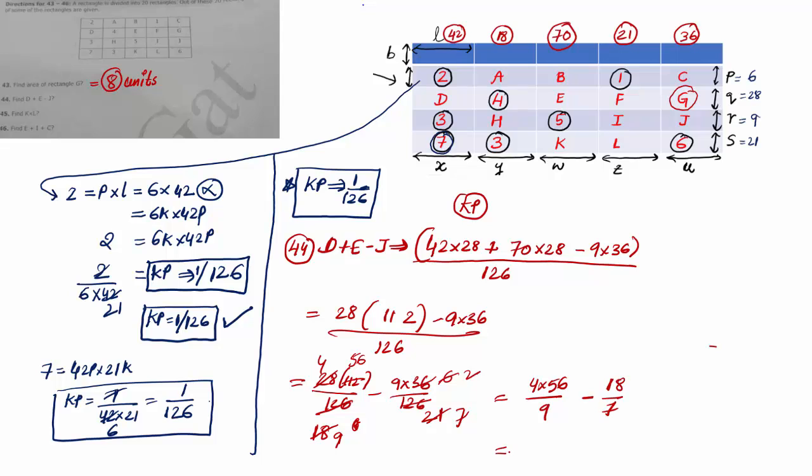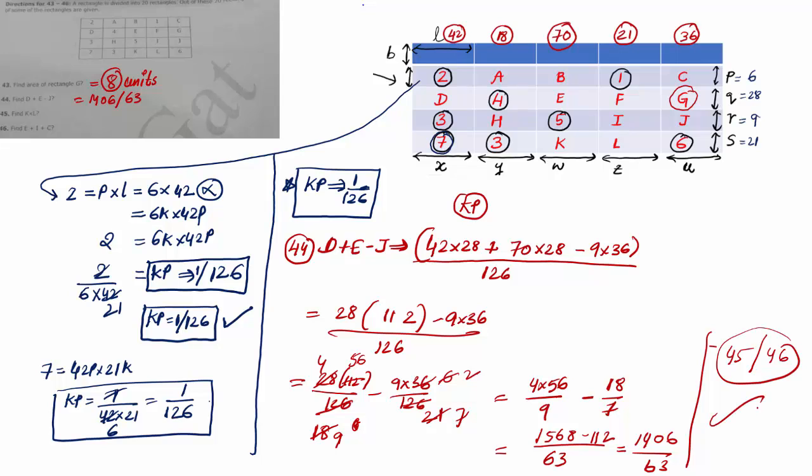Hope it is clear to everybody, right? So this would be 63 into 1568 minus 112, and this would become 1406 by 63. So the second question would be 1406 by 63. So other two questions, 45th question, 46th question, can be solved using the same logic. Hope it helps. I went very slowly so that everybody can understand.